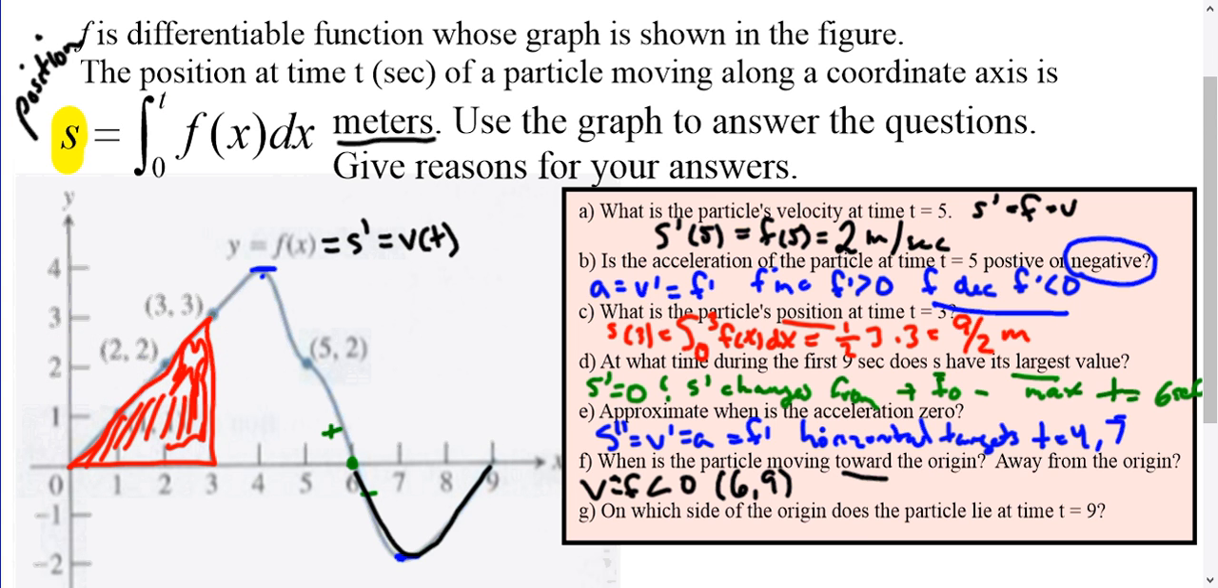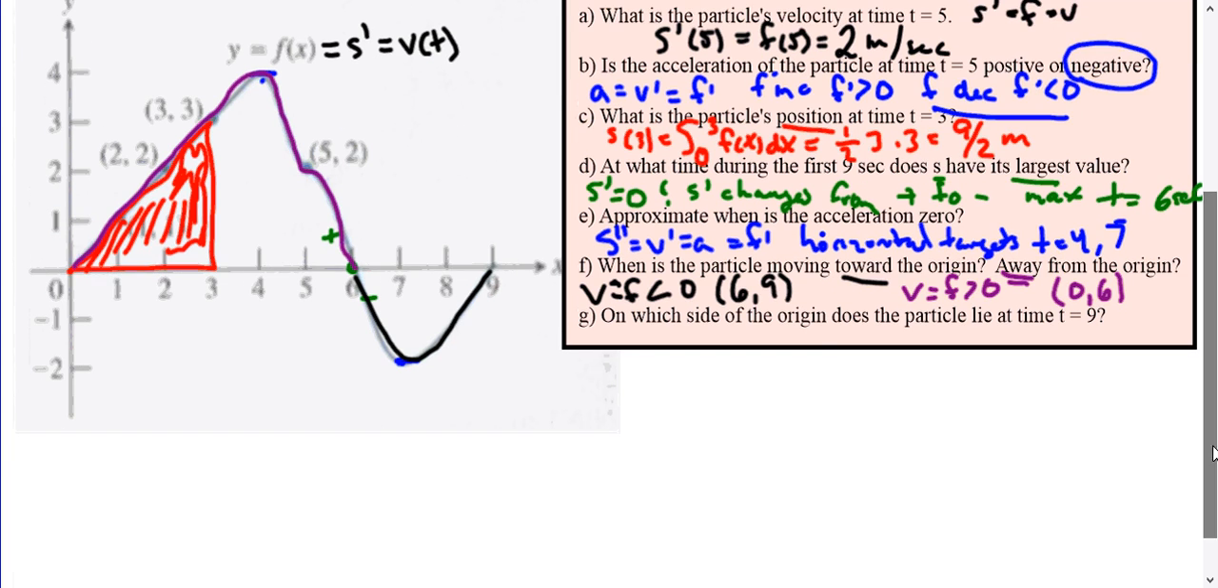However, moving away from the origin means it's getting farther away. So that means it's when the velocity, or in this case, f, is going to be greater than 0, and that occurs from 0 all the way to 6. All right, so from 0 to 6, that is when the particle moves away from the origin. Okay, our final concept that we want to try to answer here is this.